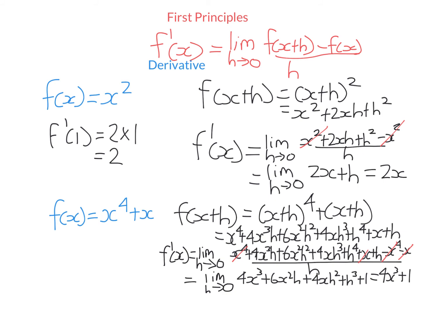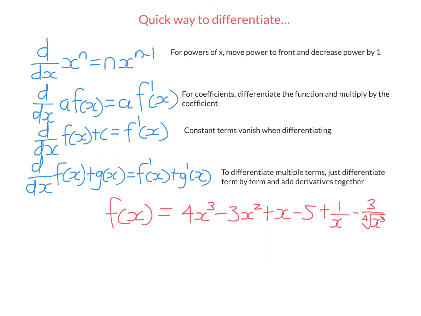All right, let's look at a quicker way to differentiate. We don't always want to use first principles because, as you saw, it can take a long time. What we found from first principles is that when you're differentiating a power function, you just move the power to the front and decrease the power by 1. Using this in combination with these three laws actually makes things really easy to differentiate.